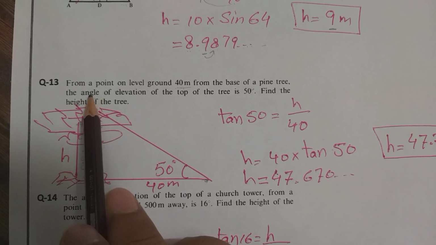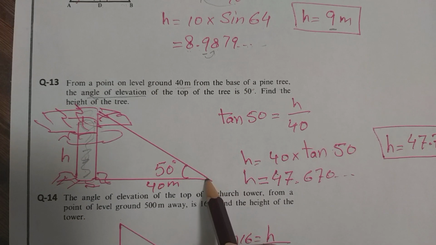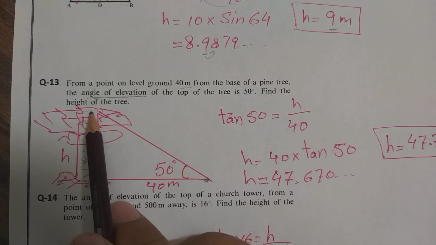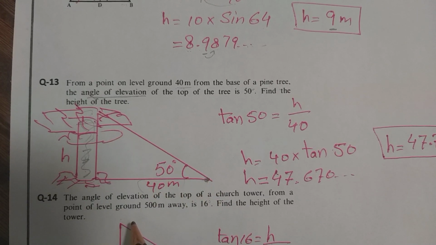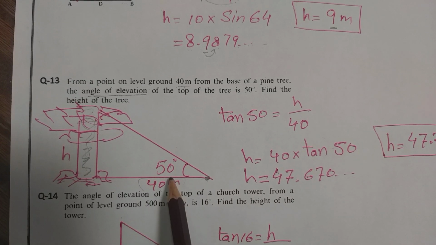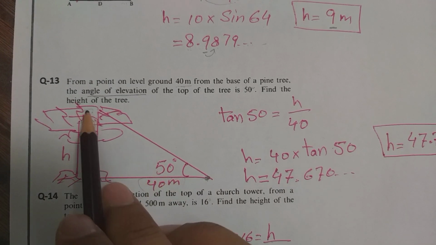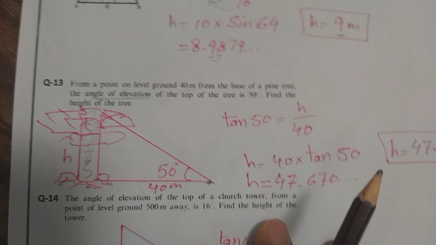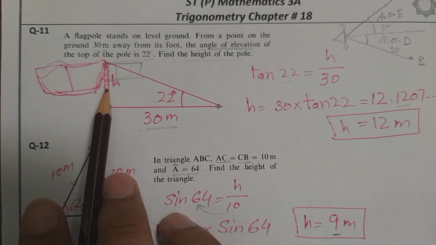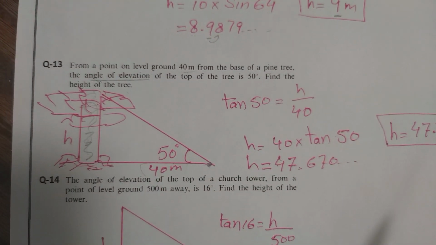So it makes an angle of elevation. Again, angle of elevation from a certain point, if you look upward it becomes angle of elevation. So someone standing here is making the angle of elevation towards here, so the distance is 40 meter. Now the angle is given 50 degree. So find the height of the tree. So it means in question number 11 also we needed to find the height of the pole, and here we need to find the height of the tree.